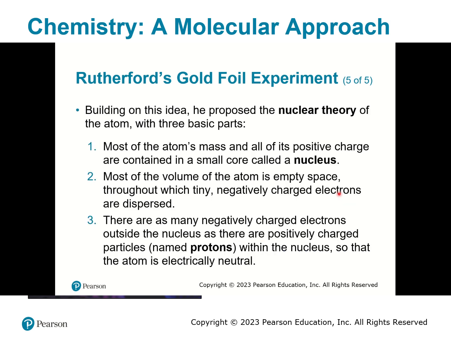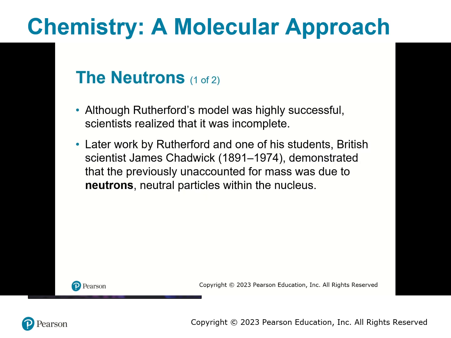Through this experiment, Rutherford proposed three key ideas. Almost all the mass and all the positive charge of an atom are in the nucleus. Most of the atom's volume is empty space where electrons move. The number of electrons equals the number of protons, making the atom neutral.